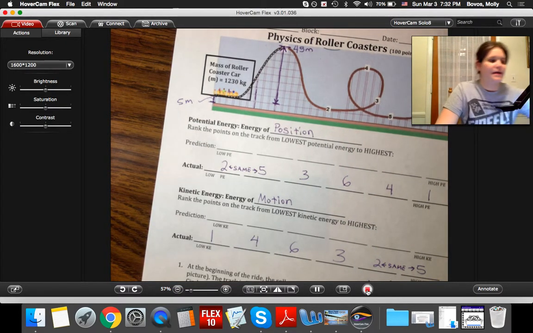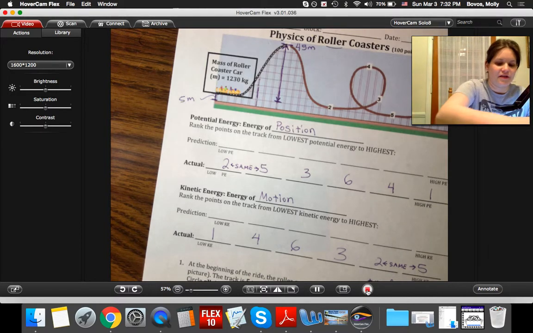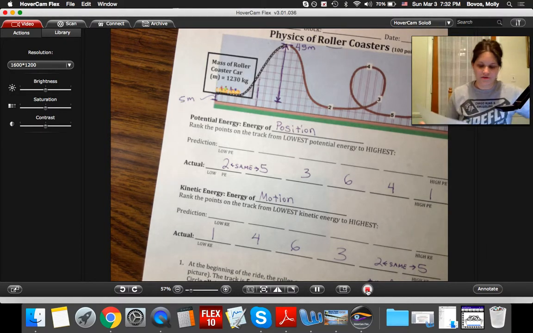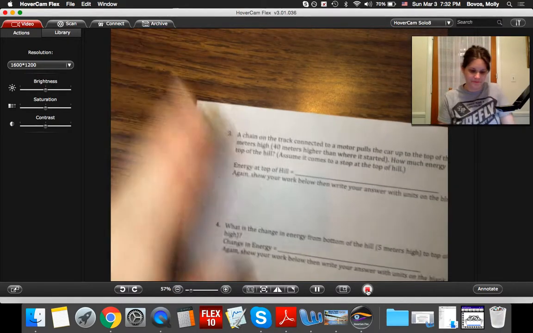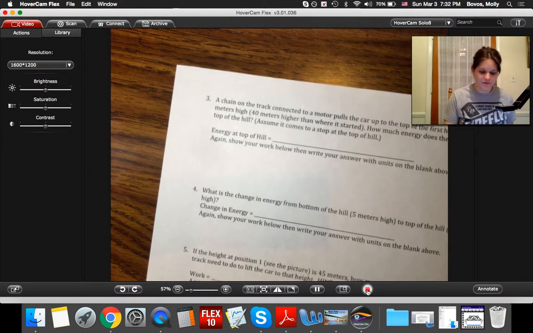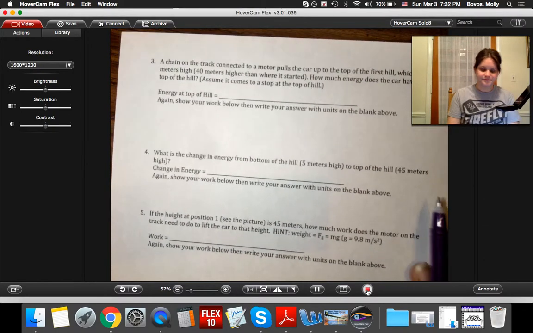All right, now I'm actually going to help you work on the next page, so go ahead and turn the page. I've got mine printed on another page. We're going to work through some of these problems together, okay?